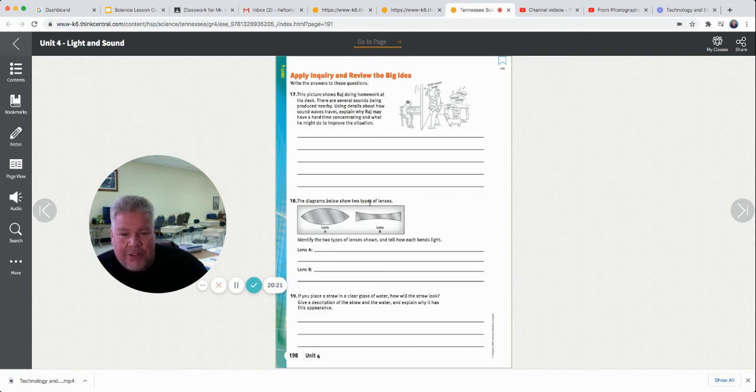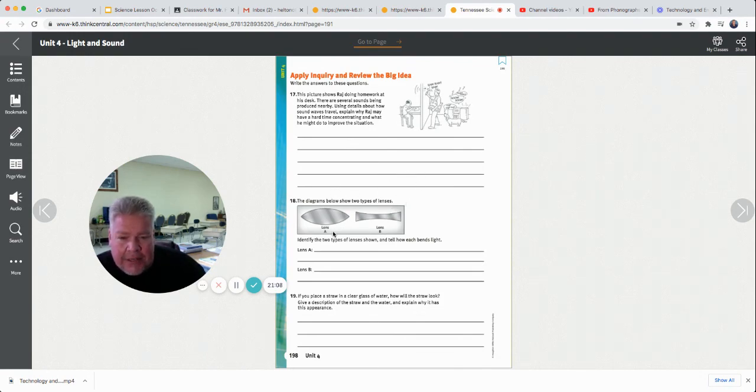18. The diagram shows two types of lenses. Identify the two types of lenses shown below and tell how each bends light. Now, here's my clue to you on this. You see how this kind of curves in? Okay, that's a concave lens, like you're walking into a cave. Imagine the curved part is the door entrance to a cave. So that's a concave lens. So we'll start with lens B just because I can remember that easily. Lens B is a concave lens. And what do concave lenses do? Well, the light comes in this direction, then it spreads it out. So concave lenses spread light out.